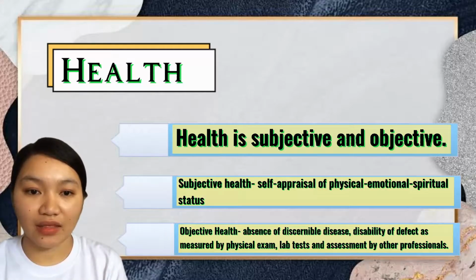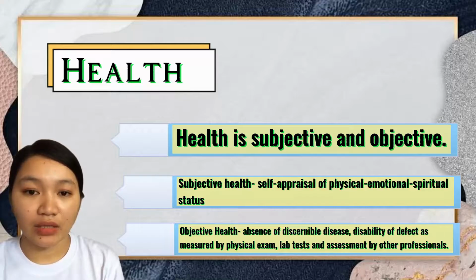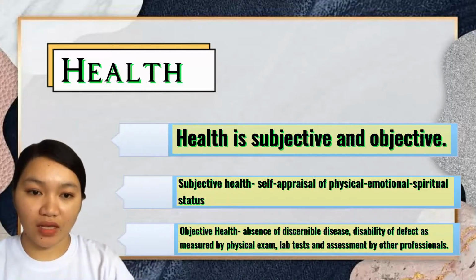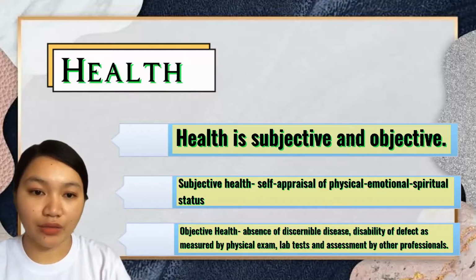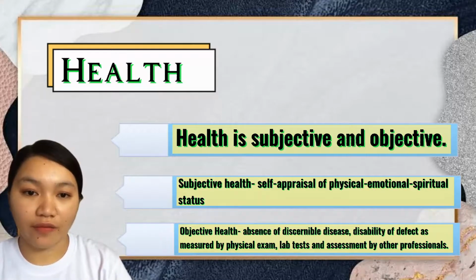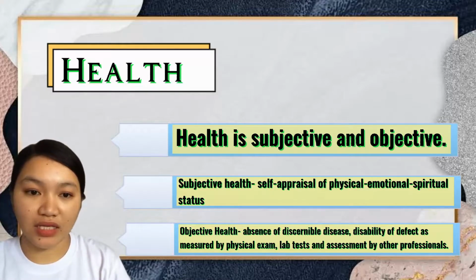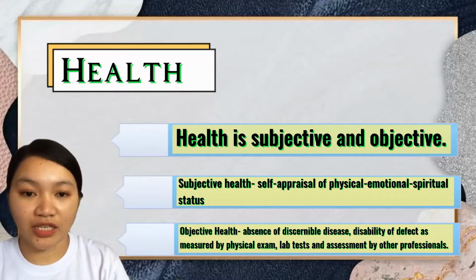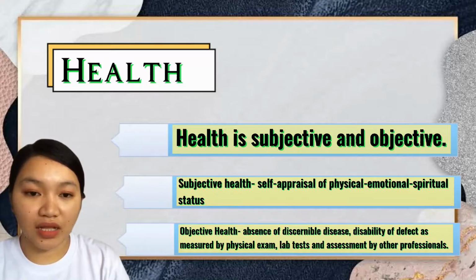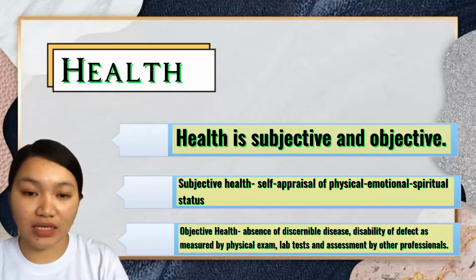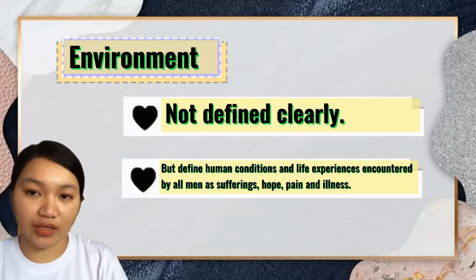Health. Travelbee stated that health is measured by subjective and objective health. A person's subjective health status is an individually defined state of well-being in accord with self-appraisal of physical, emotional, and spiritual status. Objective health is an absence of discernible disease, disability, or defect as measured by physical examination, laboratory tests, or assessment by a spiritual director or psychological counselor.